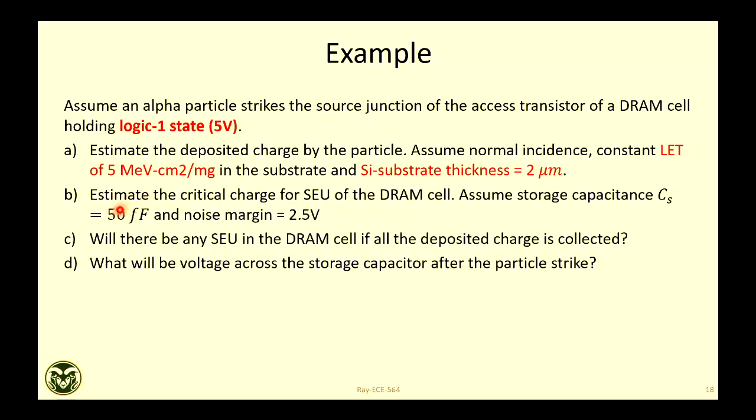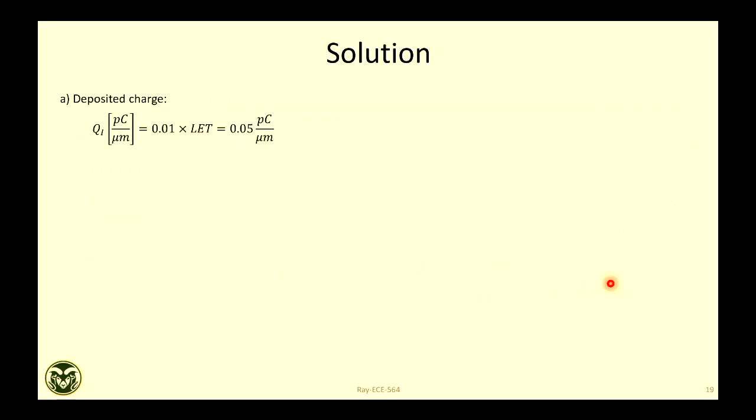Now is 0.1 good enough to upset this DRAM cell? So that's where the second part comes in. Estimate the critical charge for upset, right? Assume the storage node capacitance is 50 femtofarad and the noise margin is 2.5 volt, which is half the VDD. And then find out whether an upset will happen or not. Will there be a single event upset if all the deposited charge is collected? Suppose you're assuming the maximum you can collect, whatever is deposited. And what will be the voltage across the storage capacitor just after the strike? That depends on how much charge you lost. So these are the type of questions you can expect, for example, in radiation effects on memory.